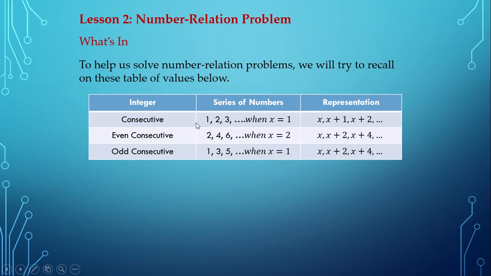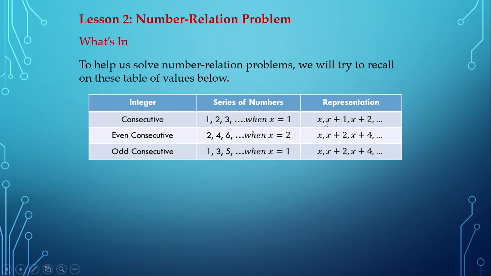How do we represent this series of numbers by variable x? In this representation, the value of x in the first set is equal to 1 since our first number is 1. In the second set, our first number is 2. So our value of x here is positive 2. In the third set, our value of x is 1 since the first number in the sequence is 1.